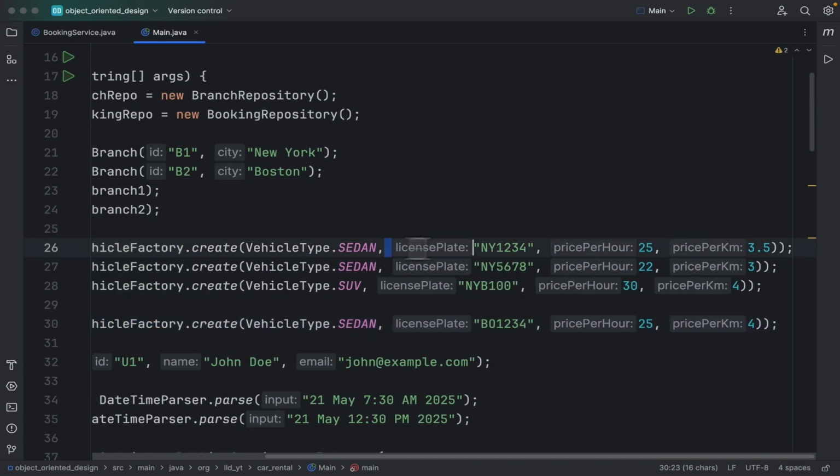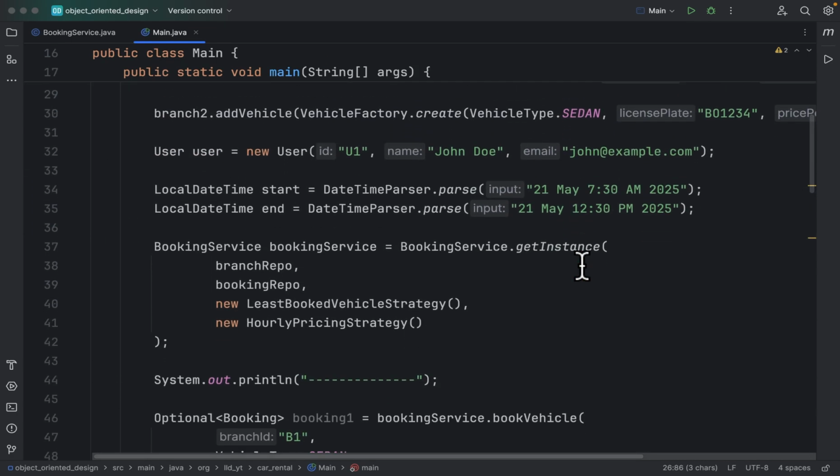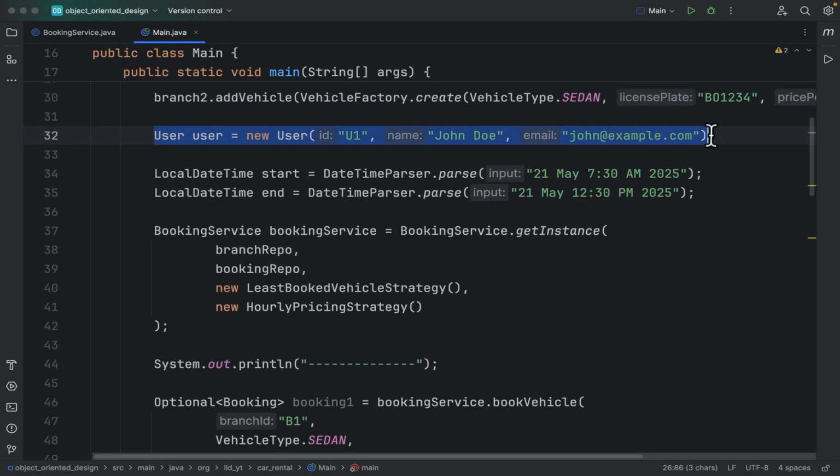And I have passed attributes like the number plate of that vehicle, the per hour rate of that vehicle, the per kilometer rate of that vehicle, etc. Okay. And this is the user which we would be using in order to rent a car and submit the car. And this is the time duration for which this user would rent a car.